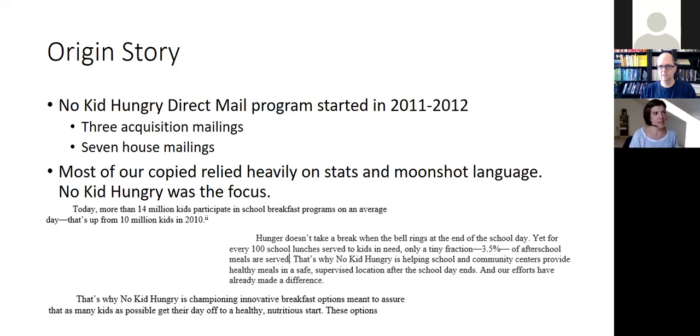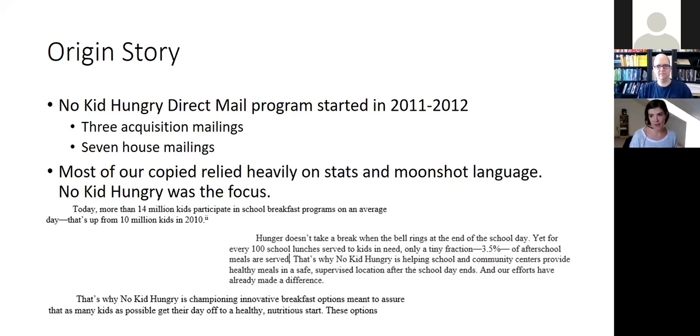So we had a really small program, 3 acquisition mailings and 7 house mailings a year. A lot of them relied on very dry, stilted stat language and moonshot language, and No Kid Hungry was always the focus. It was very rare that we were trying to figure out ways to make the stories and the numbers relate to the donor. So we've grown a lot.